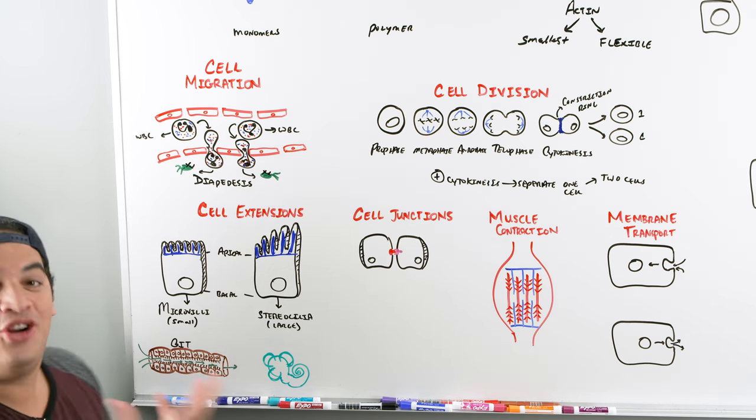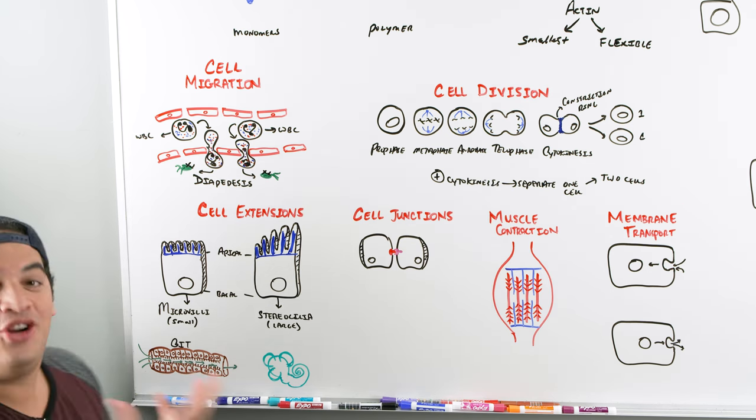So I want you to remember that microvilli are very, very important cellular extensions formed by actin that are involved in increasing the surface area of the GIT. And the stereocilia are going to be these actin extensions that are super involved in the inner ear, which helps to play a role in balance and hearing.